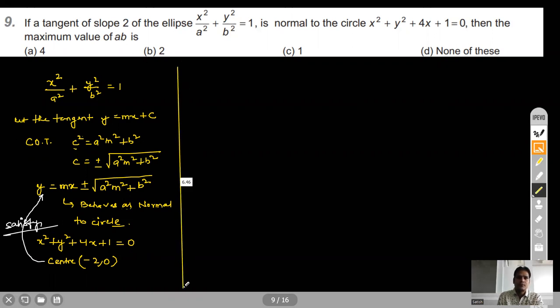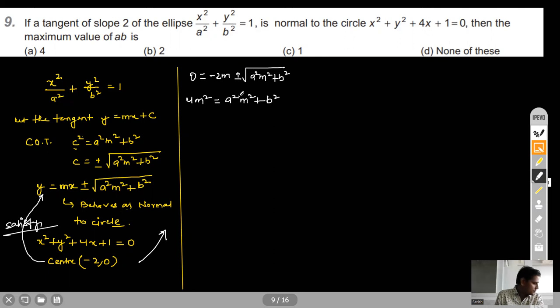So if it is satisfying, I'm writing here on the next side. Let me put y equal to 0, equal to mx, where x is minus 2. So minus 2m plus minus under root of a square m square plus b square. Now we can take this 2m to this side and we can square it. We will have 4m square is equal to a square m square plus b square.